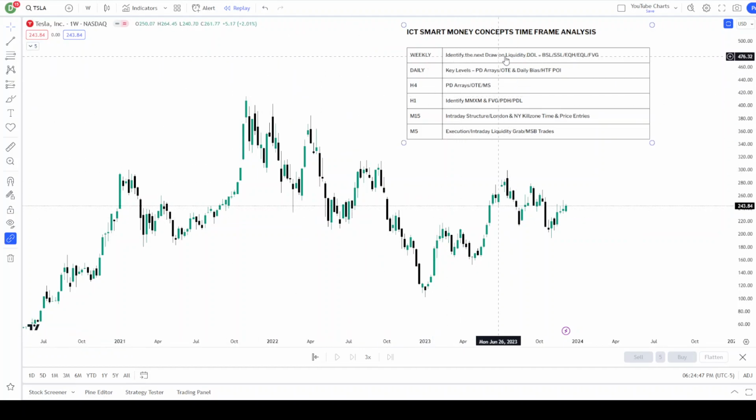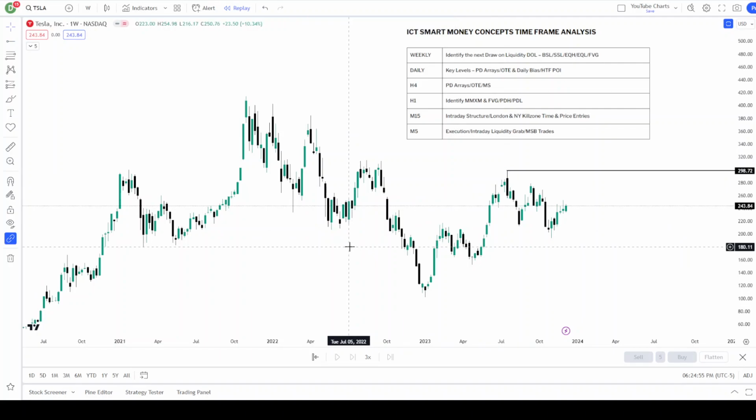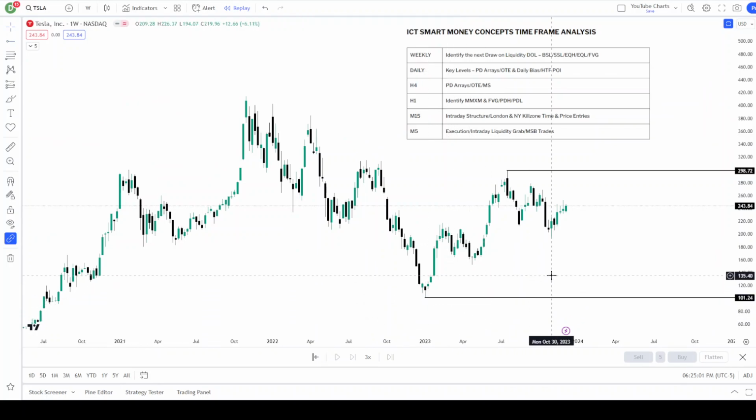I'm going to identify the next draw on liquidity, buy side and sell side. So I'm going to go over here, grab my tool, grab a horizontal ray, and the closest ones that are external buy side or sell side are right there and right here. Those are the external, from swing high to swing low. Any of these right here are internal. This internal one's already been taken, but we have internal here and internal here, and then also internal there. We'll get to those on a different time frame.